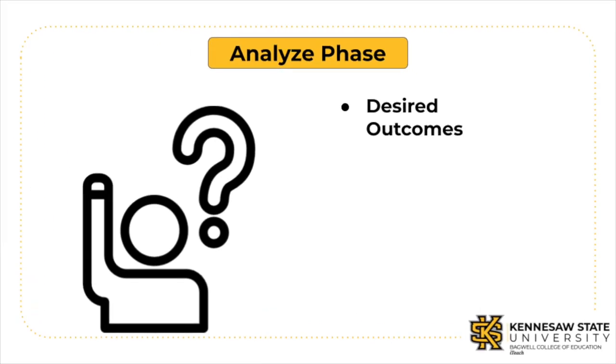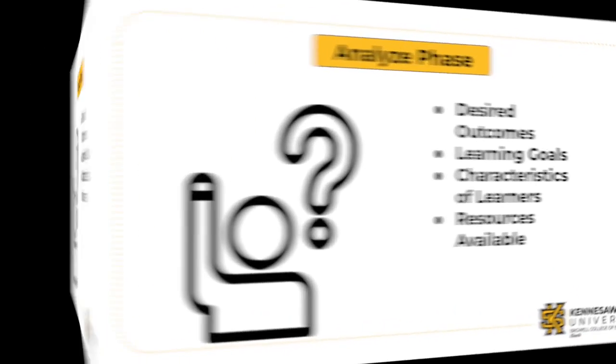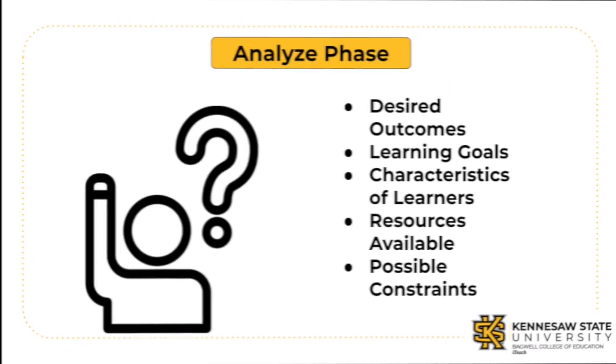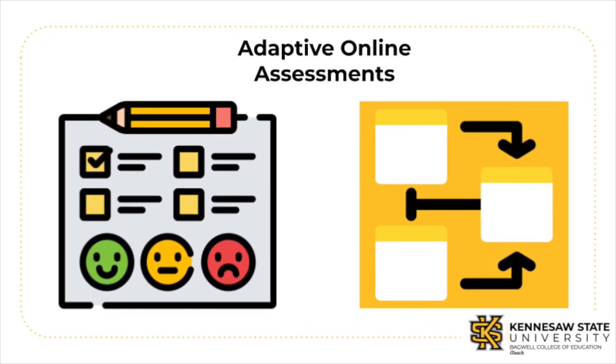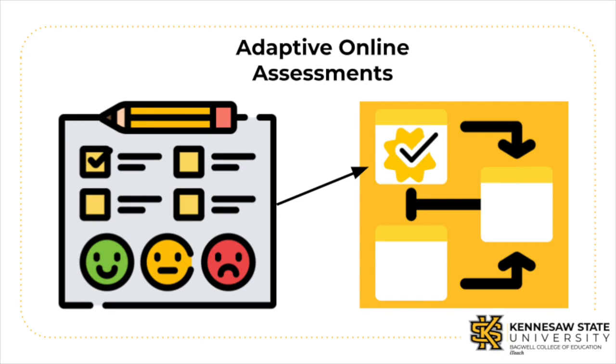In the analyze phase, you will identify the desired outcomes, the learning goals, the characteristics of the learners, the resources available for content and delivery, and any possible constraints. Think about the analyze phase as your pre-assessment. Teachers use pre-assessments to find out what students already know and what they need to know.